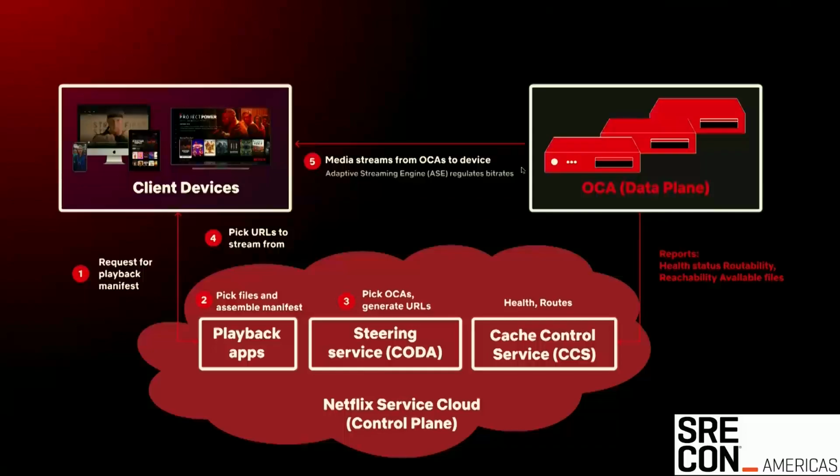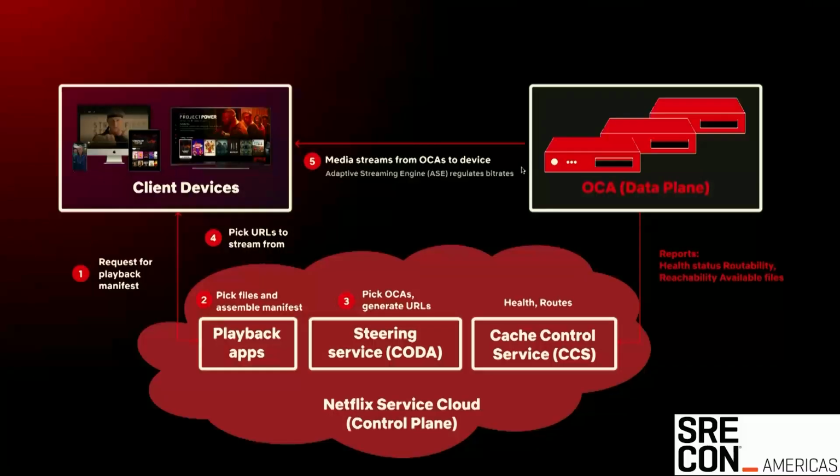And then they ask our other service, the steering service called Coda, which has all the information about all the OCAs and their health. We basically route based on BGP here. So the content service understands whether OCAs are healthy and whether it is good to stream this content to a particular OCA. They generate all the URLs that are necessary and send them back to the playback services, and then those get sent back to the client devices. The clients then stream the content directly from the OCAs that are closer to them.